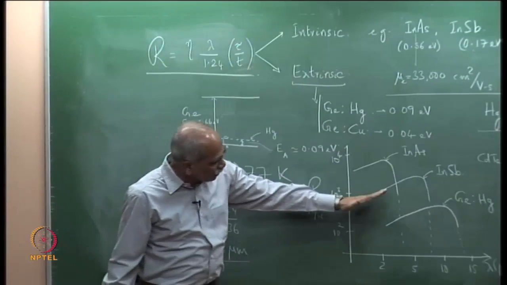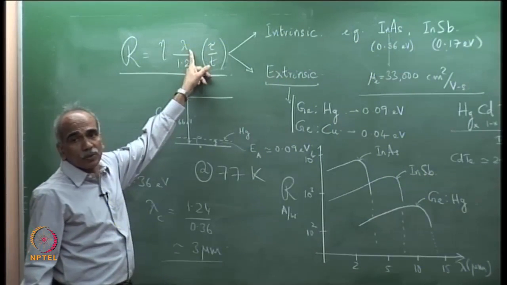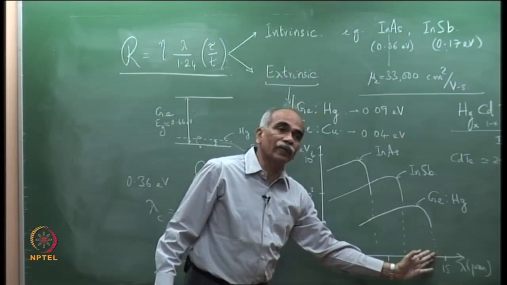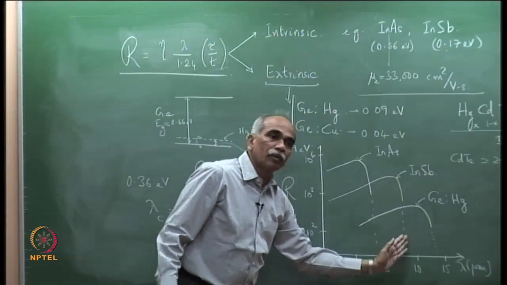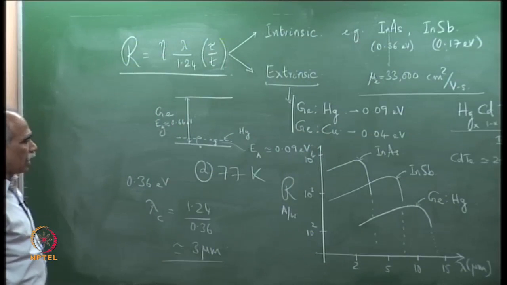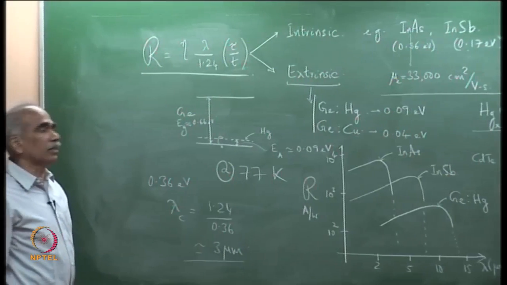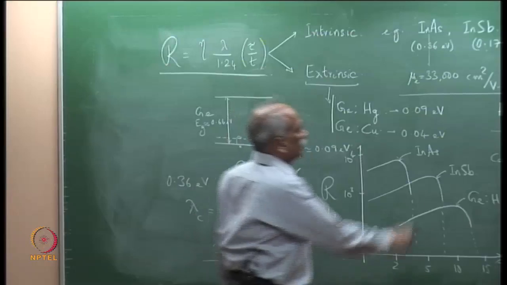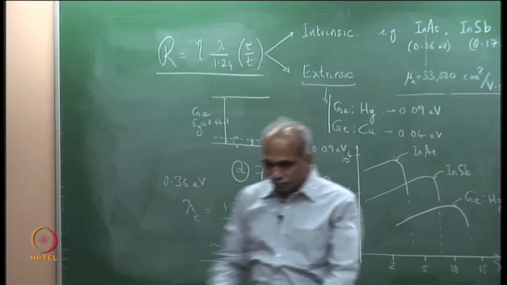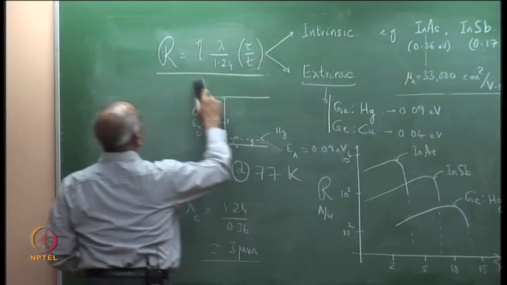So, the initial linear variation is primarily because of the linear dependence on wavelength, and then this drop we know is because of the long wavelength cutoff, because of the band gap of the material. At longer wavelengths, the band gap of the material is larger than the photon energy, and therefore there is no absorption, no carrier generation. Is this all right?